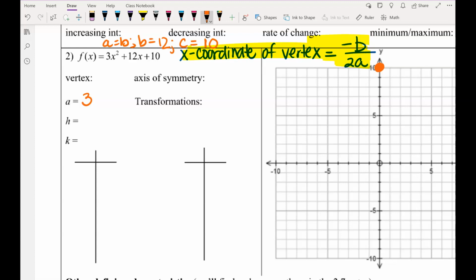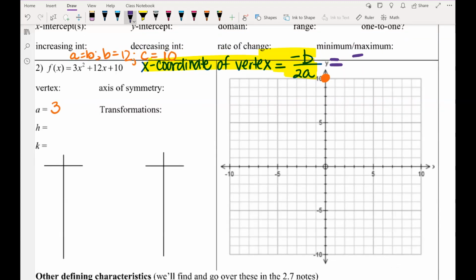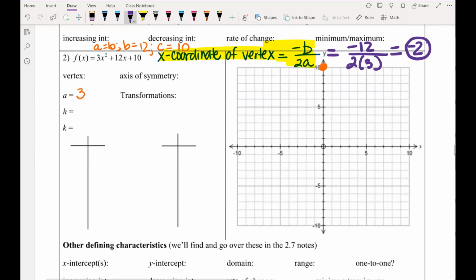So we're now going to find the vertex. The vertex is opposite of the b divided by 2 times a. In this example, what is b? 12. You're right. And opposite of that would make it a negative 12 divided by 2 times, what's a? 3. So negative 12 divided by 6 would give us negative 2. That is the x coordinate of the vertex. Would make it which one? H or K? H.